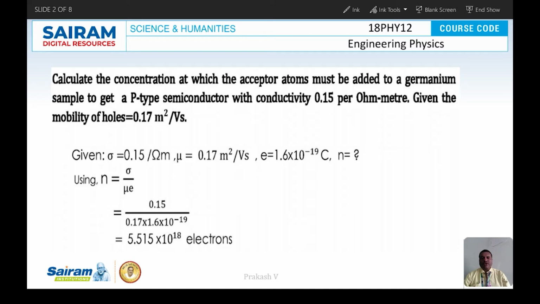So substitute the value of sigma, mu and e in this equation. We are going to get 0.15 divided by 0.17 into 1.6 into 10 to the power minus 19. After simplification, the value of n is equal to 5.515 into 10 to the power 18 electrons. So this is the answer that we are getting after calculation.